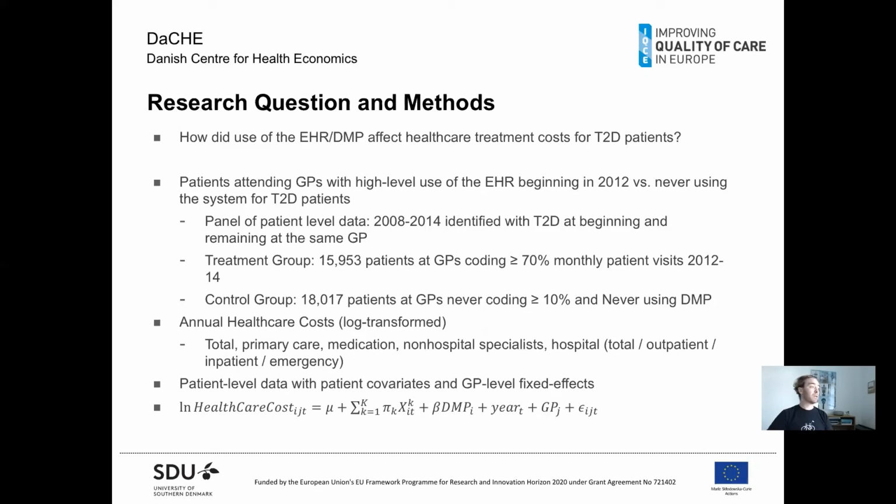Specifically, what we're looking at is annual healthcare costs, and we're log transforming them so that we are able to estimate percentage changes. But the categories of healthcare costs we consider are total healthcare costs, primary care, medication, non-hospital specialists, as well as hospital, broken down into several subcategories: total, outpatient, inpatient, and emergency. So we use models with patient-level data and GP fixed effects, which, as you can see here, is pretty much what the fixed effects models are.